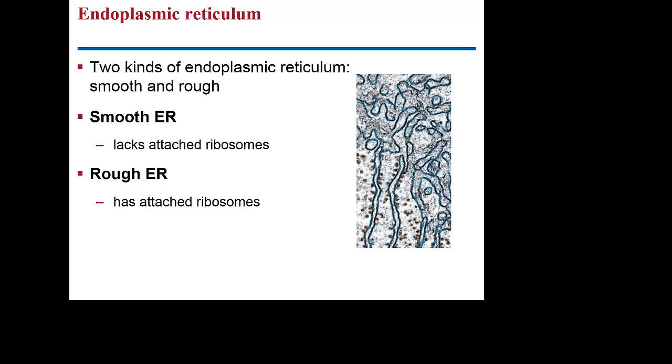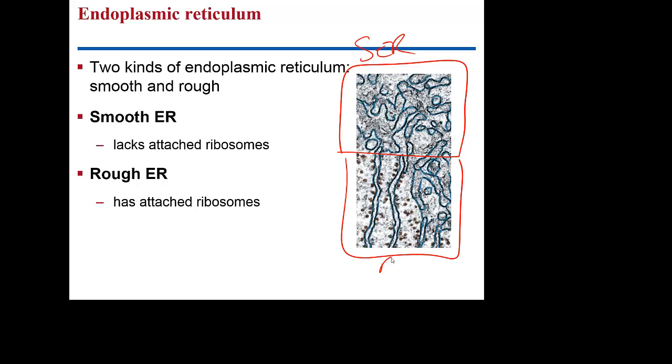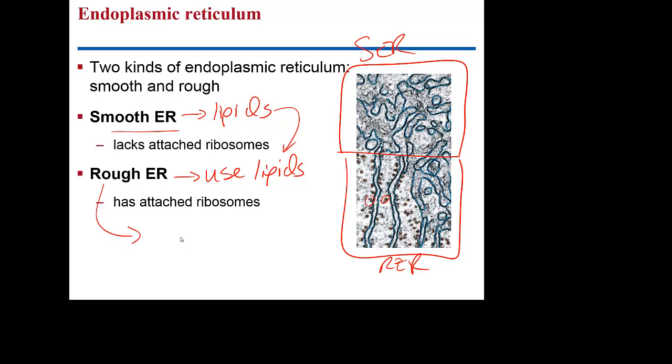So the difference between the smooth ER and the rough ER, you see here. So the rough ER has the ribosomes, the smooth ER does not. They are connected primarily because the smooth ER is going to produce lipids and the rough ER is going to use lipids a lot. So the smooth ER is actually providing the lipids to replace the ones used by the rough ER and producing lipids for the rest of things going on inside the cell. The rough ER's responsibility is protein production.